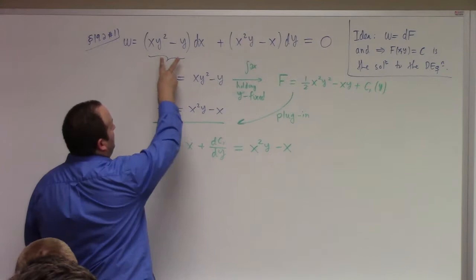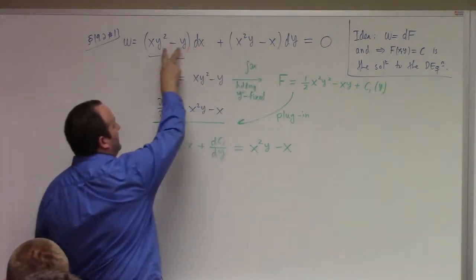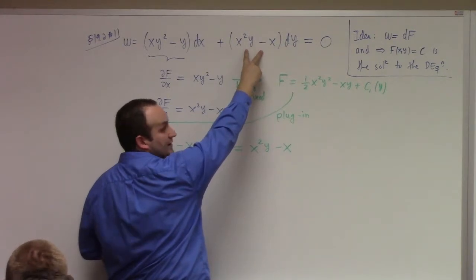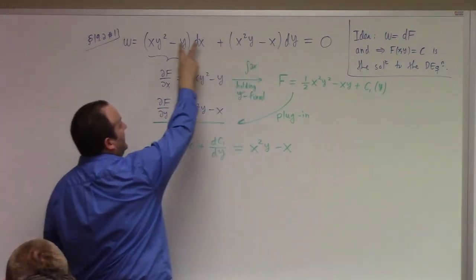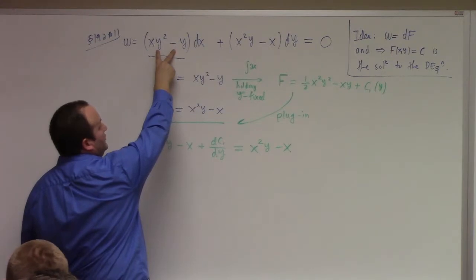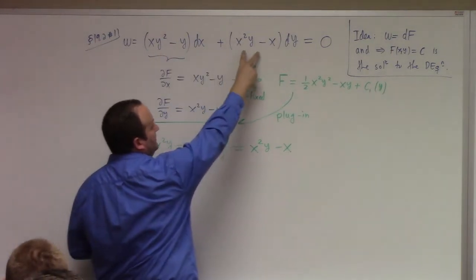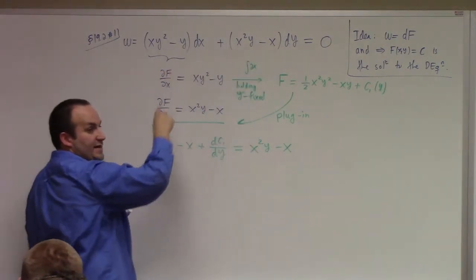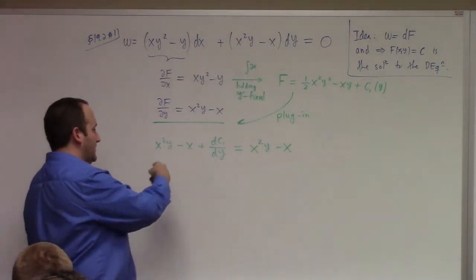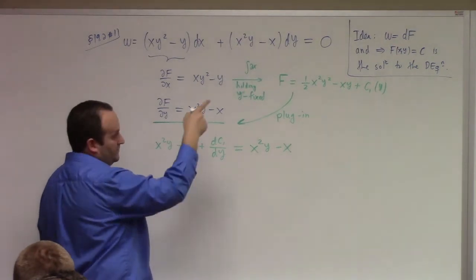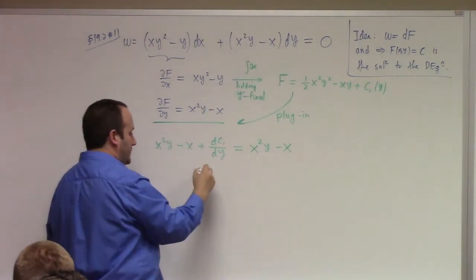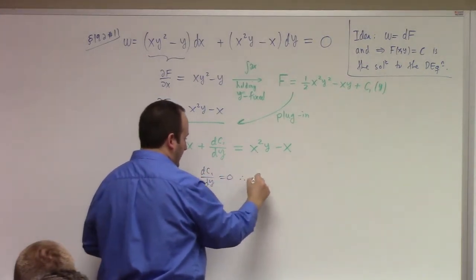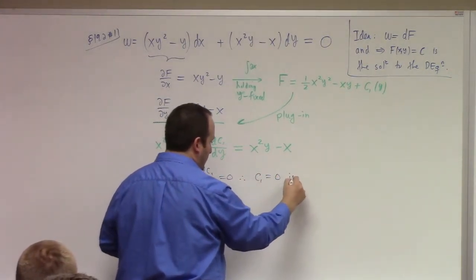A quick check, though. If this is M and this is N, you can check that partial M partial y is equal to partial N partial x, right? What's the y derivative of this? It's 2xy minus 1. What's the x derivative of this? It's 2xy minus 1. See? They match. It's exact by that test. But then that doesn't tell me what the solution is yet. So these cancel. What are we left with? We're left with dc1/dy equals 0. So therefore, I can take c1 equals 0 as a solution.